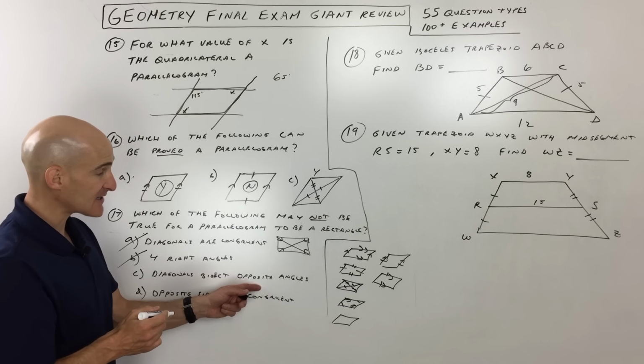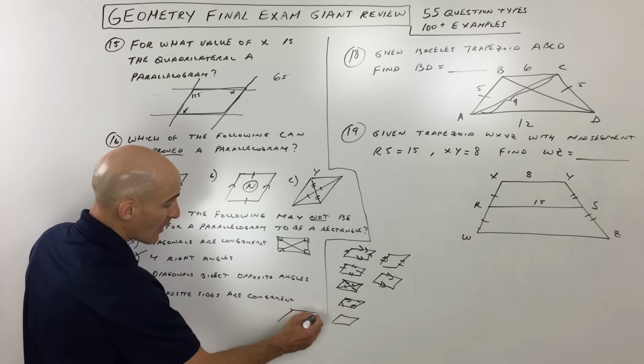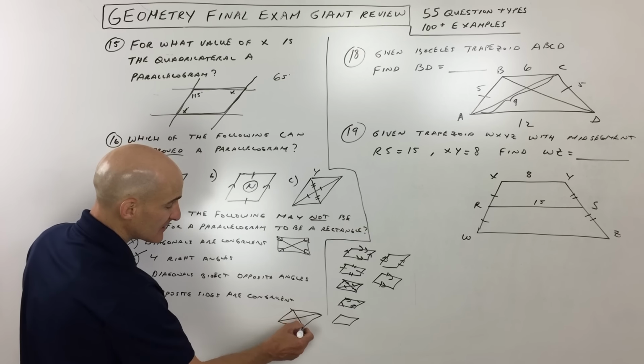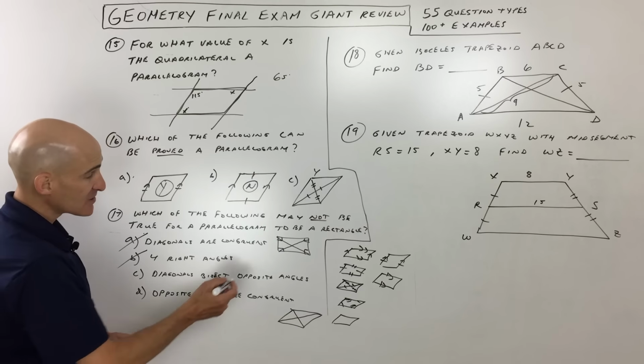The diagonals bisect the opposite angles. Well, now that's true in a rhombus. See, a rhombus is a parallelogram, with the additional property that the diagonals are bisecting, or cutting, the opposite angles in half. But that's not necessarily true for a rectangle.